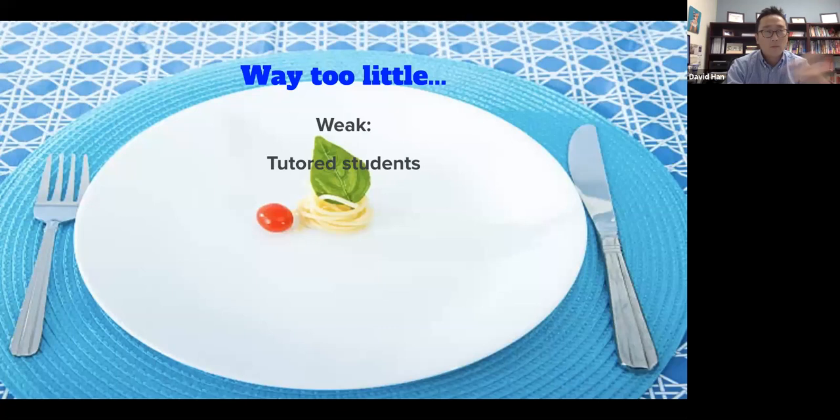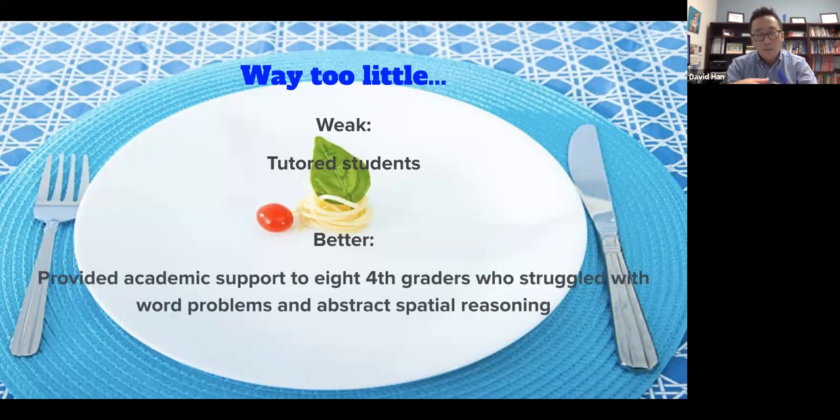Title will be tutoring, and then description will be tutored students, right? Missed opportunity there, right? What will be better is if you actually expand on how you help students, right? Provided academic support. Sometimes you could actually add the actual subjects that you helped, right? To 8 fourth graders who struggled with the word problem and abstract. I mean, you really want to get down and have them understand what you did to help these students or tutor these students, okay?